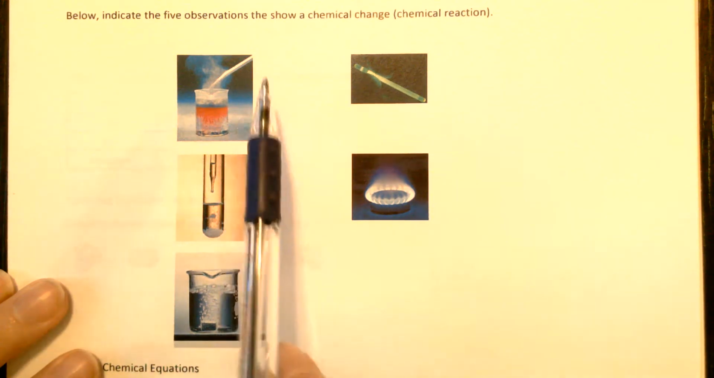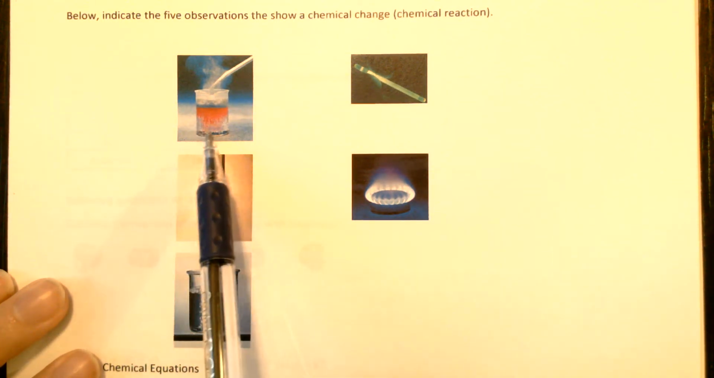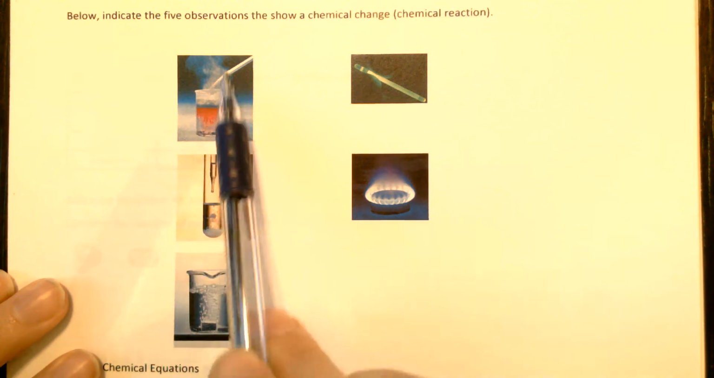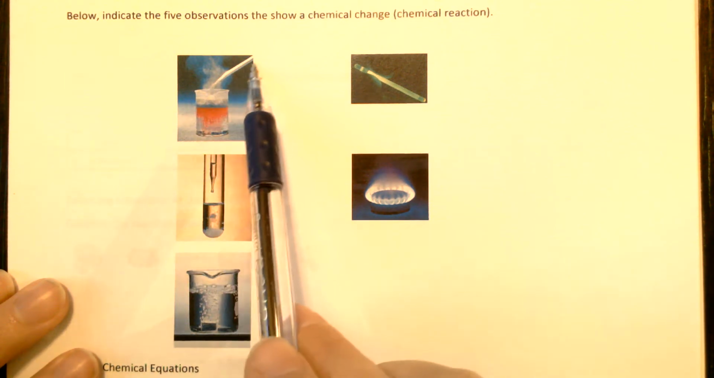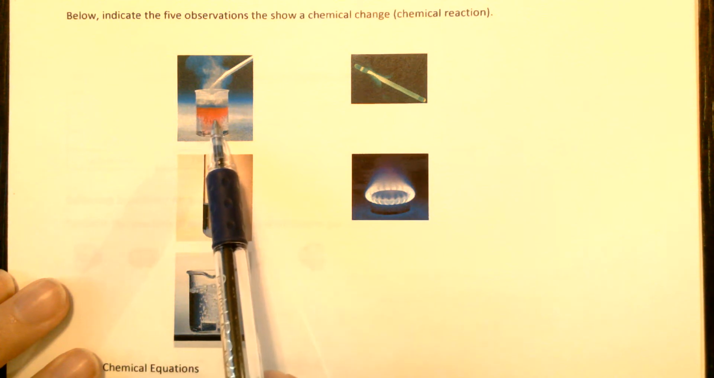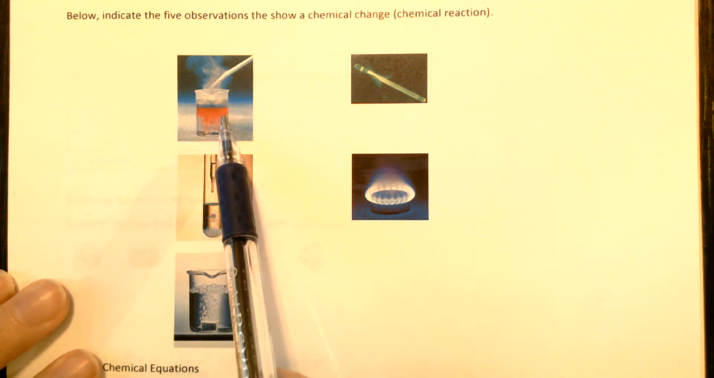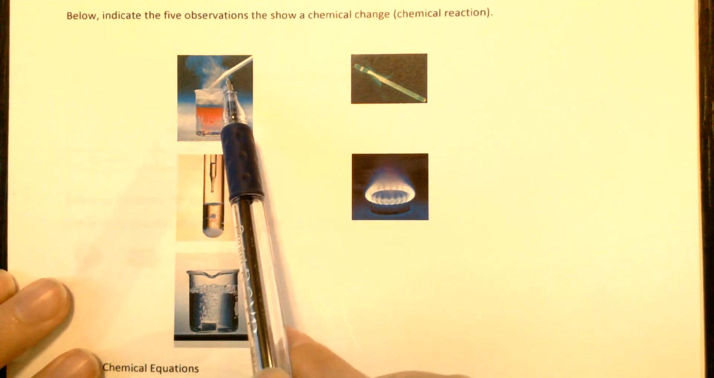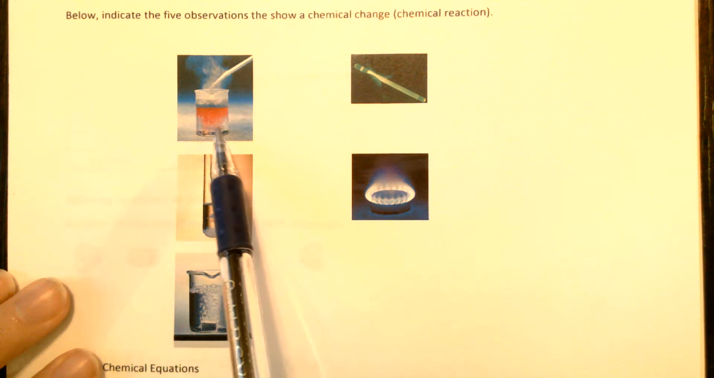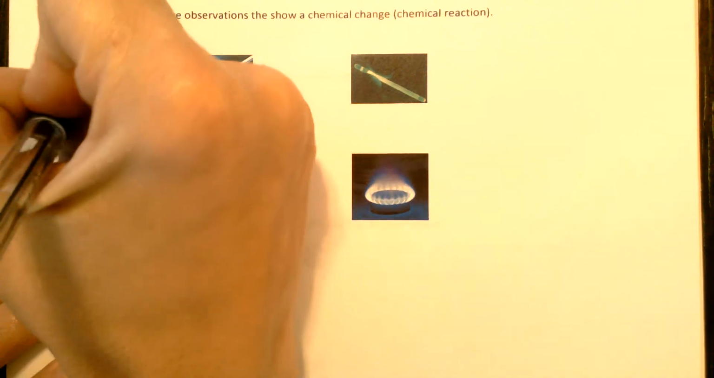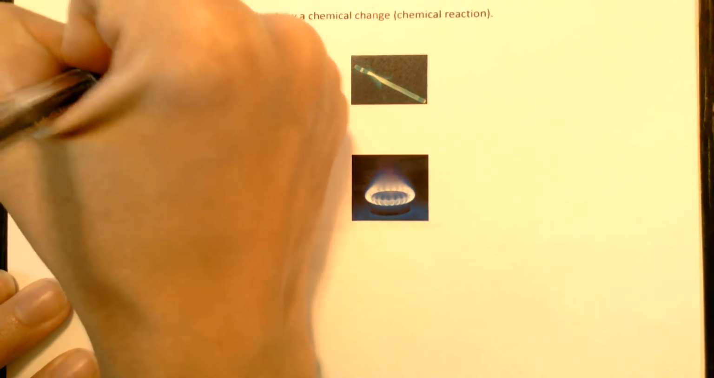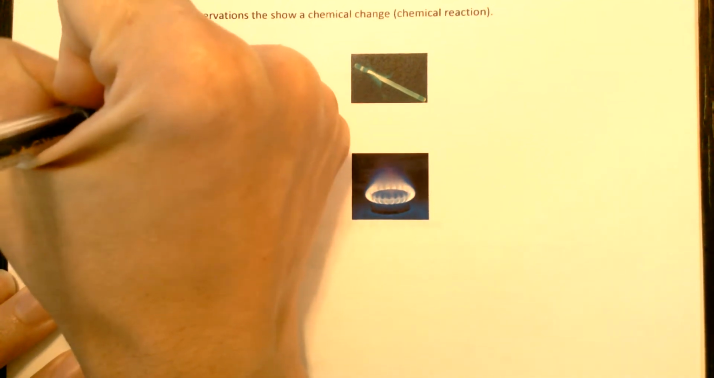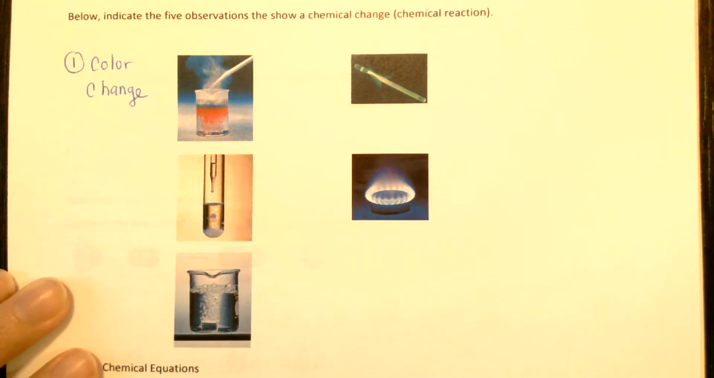For this first one here, we have a colorless solution down here. Into it, we're adding something else that appears to be colorless. And upon doing that, we get this bright pink, or on this one, it looks orange. So we get a very different color. When 2 different chemicals have come into contact, we see a color change. So color change is the first one.